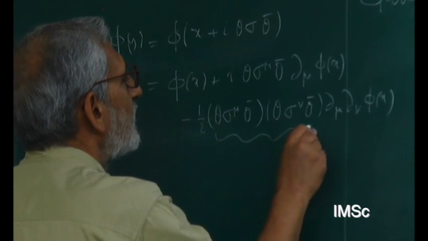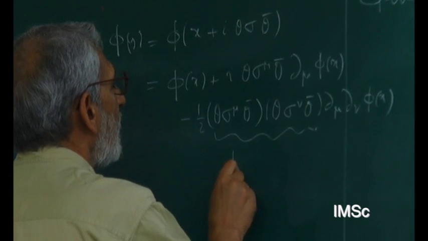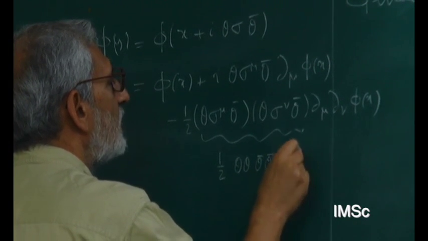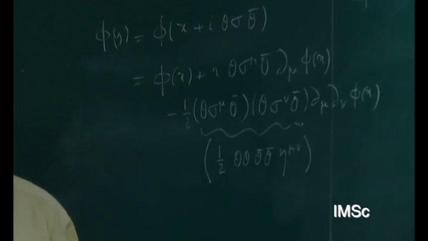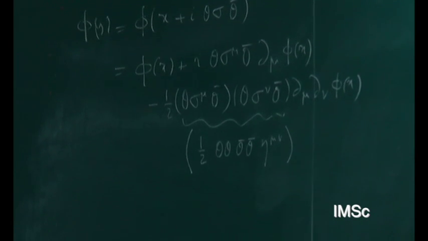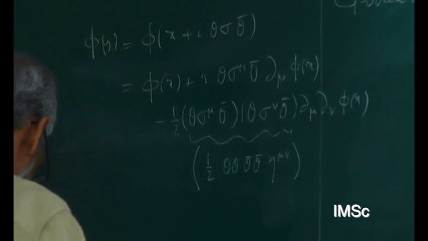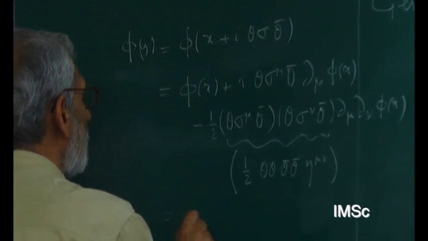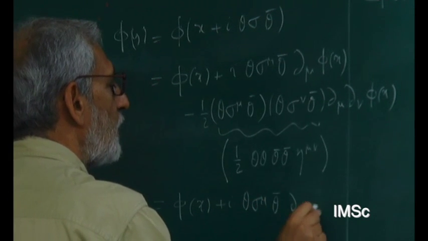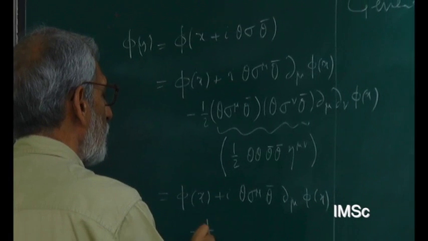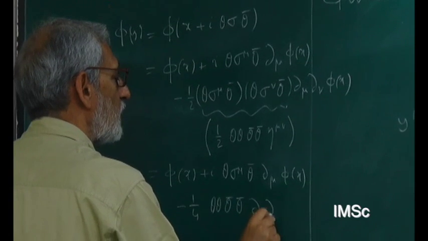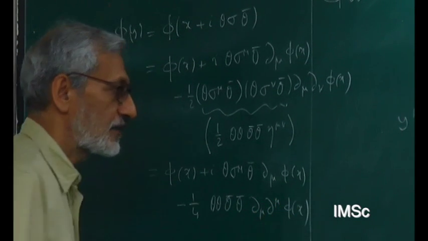I thought we gave it an exercise that this whole thing can be written as half theta theta theta bar theta bar. Was this an exercise? So if I write that, then this object is phi x plus I theta sigma mu theta bar d mu phi x minus 1/4 theta theta theta bar theta bar d mu of phi x.